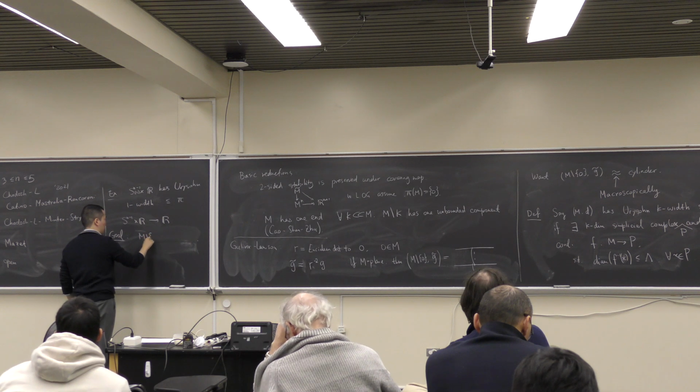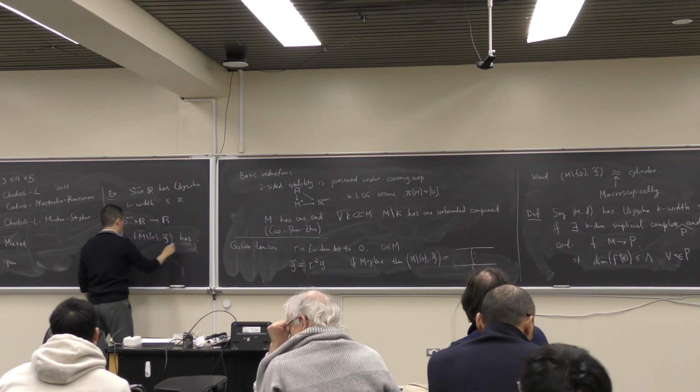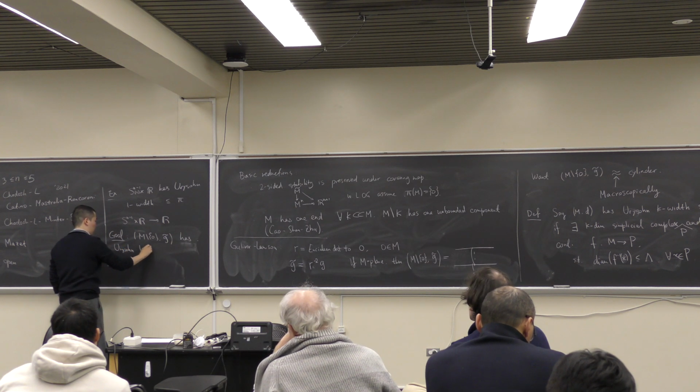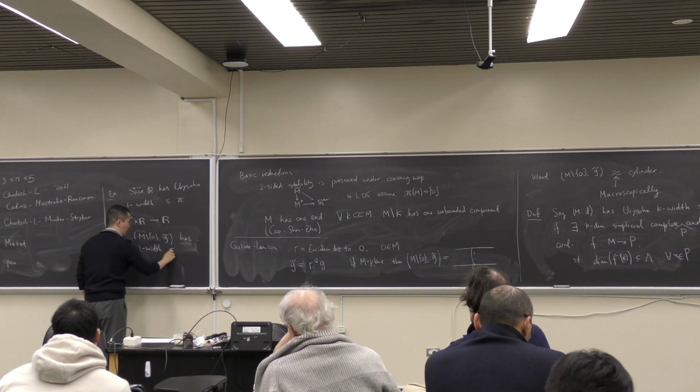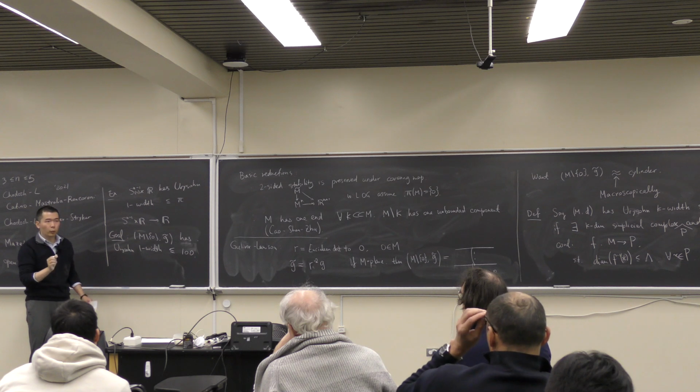So (M minus 0, g tilde) has Urysohn width less than or equal to, I don't know, 100. Actually, we need a little bit more than this.